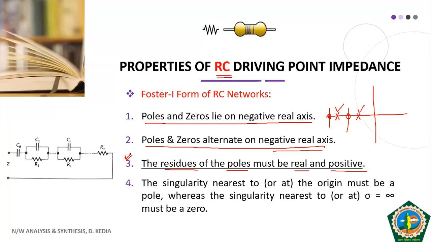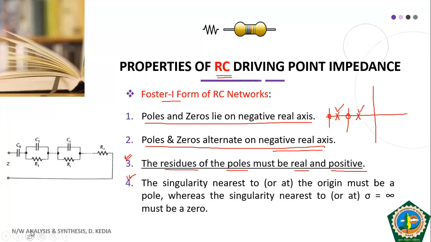So for Foster first form of RC driving point impedance, the residues of the poles are real and positive. Keep this in mind. And the fourth property, for the time being, you simply memorize. You may not understand this fully. Once we are complete with the chapter and thorough practice of the numericals takes place, then we will be able to understand property number 4. Right now, I'm not deliberating on it. So these are the properties that you have to keep in mind. So this is Foster 1 form of RC network.